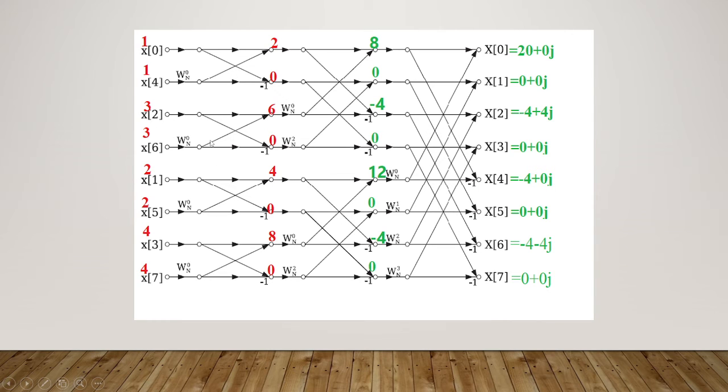The twiddle factor W_N^k here, where k ranges from 0 to 2/2 minus 1, which is equal to 0 to 0. I mean, W_8^0 is 1. So the first stage is simple addition. 1 plus 1 is 2, and 1 minus 1 is 0, and 3 plus 3 is 6, and 3 minus 3 is 0. 2 plus 2 is 4, and 2 minus 2 is 0. 4 plus 4 is 8, and 4 minus 4 is 0.